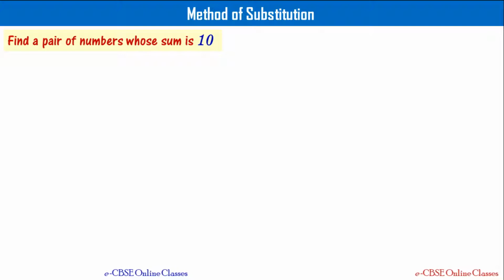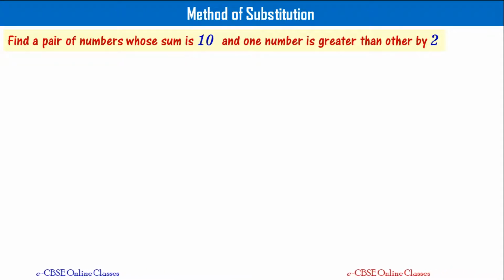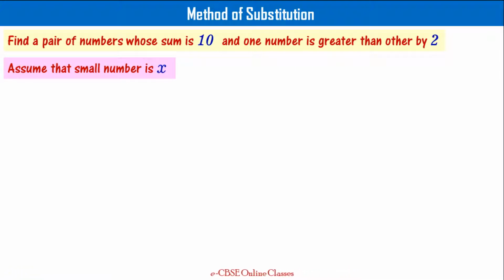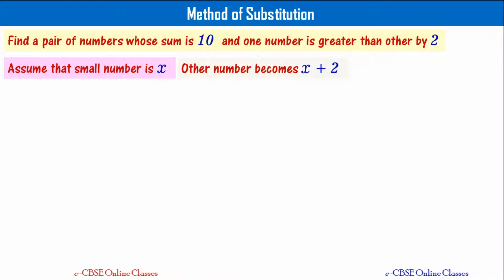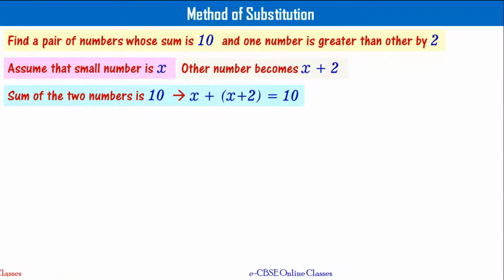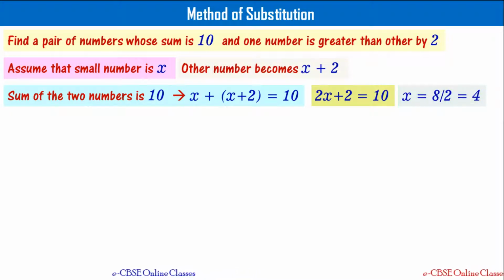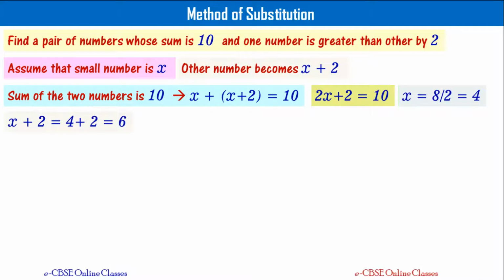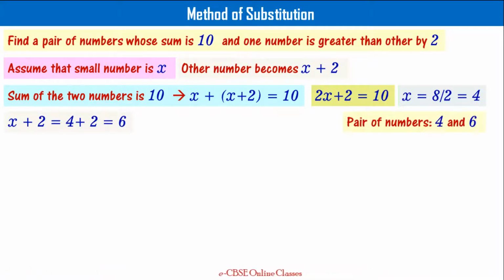Let me restate the problem. Find a pair of numbers whose sum is 10 and one number is greater than the other by 2. Here, let me assume that the small number is x, so that the other number becomes x plus 2. And we know that their sum is 10. It means x plus x plus 2 equal to 10. When you simplify this equation, what you get is x equal to 4. It means x plus 2 equal to 6. So the numbers we are looking for are 4 and 6. This is the answer, right?